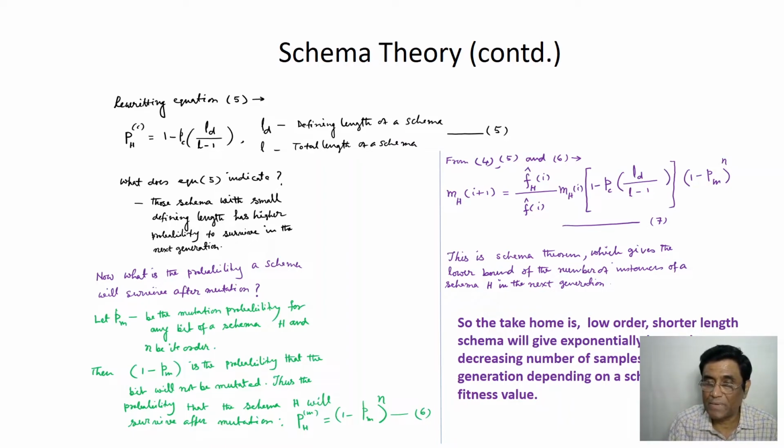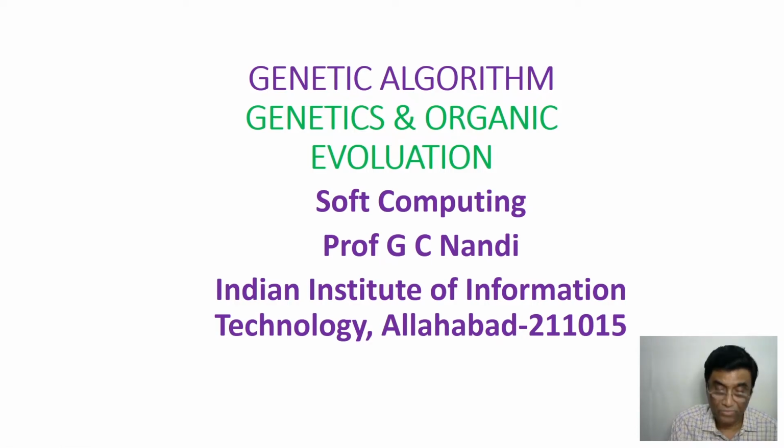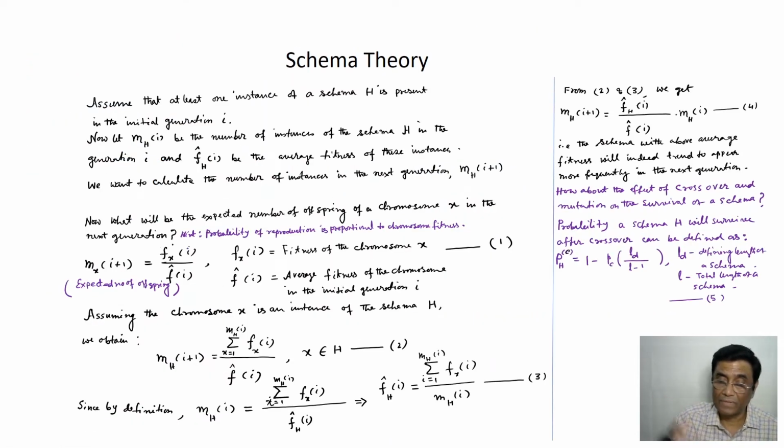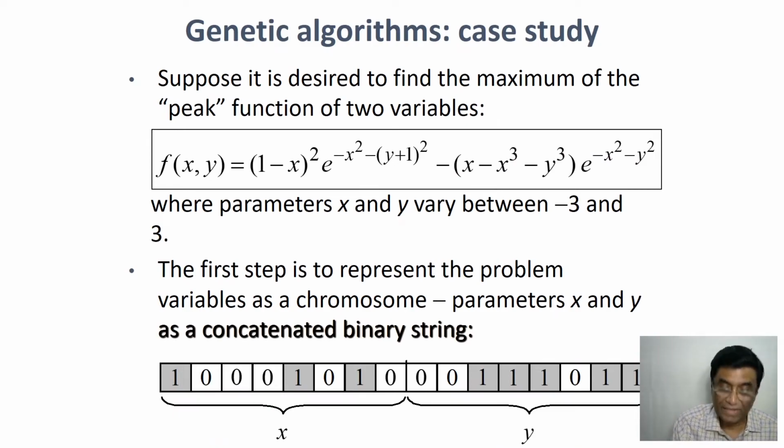That which schema is good and which schema is going to survive, all kind of thing you now know. And that is the theory actually behind what you are doing. This is what you are doing in the genetic algorithm. The other day we have shown the roulette wheel and all kind of thing, right? Now we will do a number of case studies.